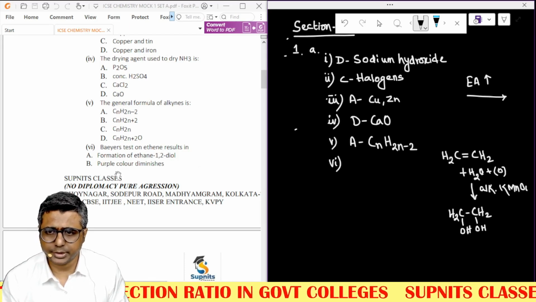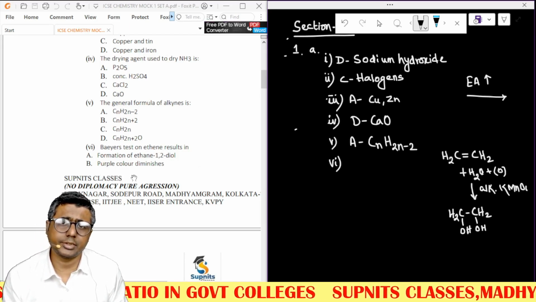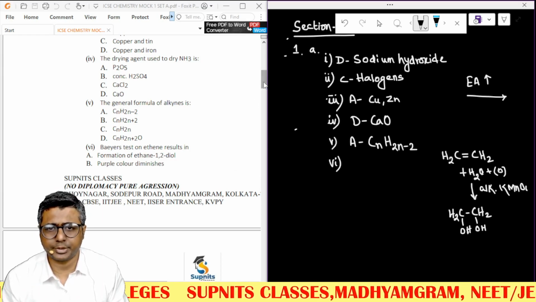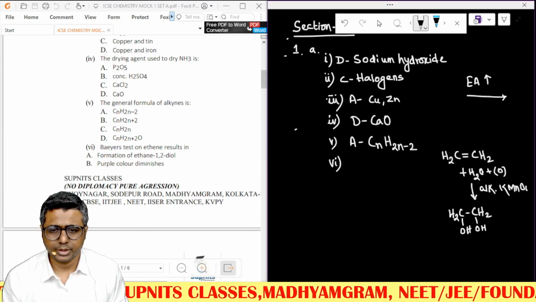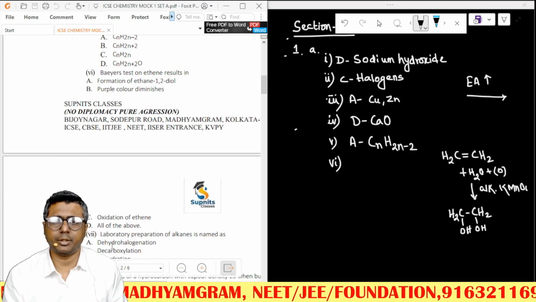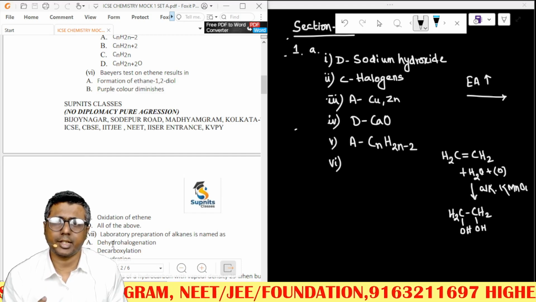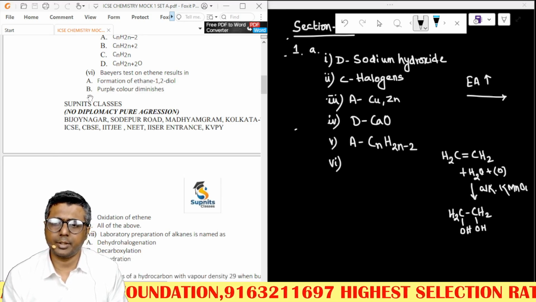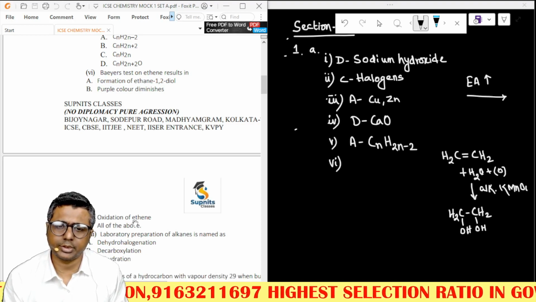The next option is purple color diminishes. This is also correct. Why? So you have to look for every option, because I am showing you in the fourth option it is given all of the above. So that means you have to see through each and every option. So here we can see option A is correct, option B is correct, and the next question is oxidation of ethene.